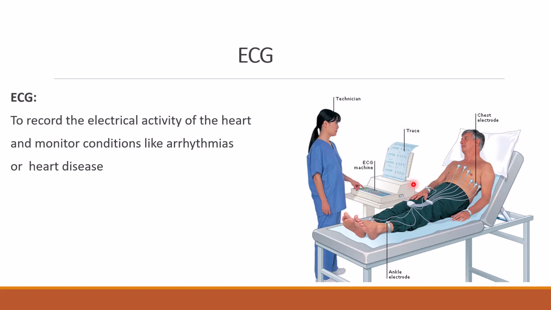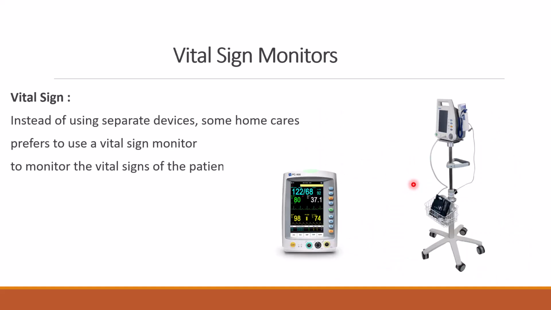In some cases, it's better for us to use a vital sign monitor instead of using separate devices like the pulse oximeter, the blood pressure monitor, and the thermometer. I think it's better to just use a vital sign monitor, especially nowadays, when we have a lot of cheap options with high accuracy. This one, for example, we can see on the screen.